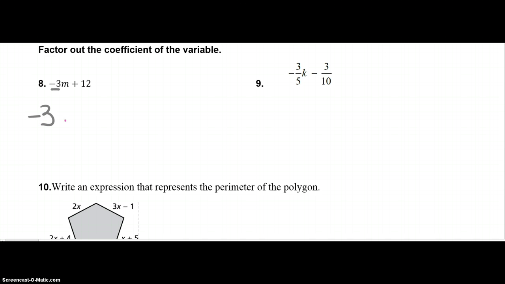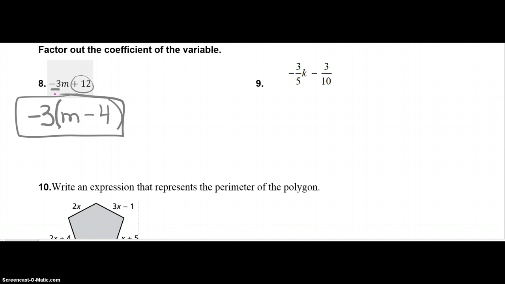Now when I think of factoring out, it's basically doing the opposite of the distributive property. When we distribute in the distributive property, we're multiplying. Here we're dividing. So we're taking a negative 3m and dividing it by negative 3. So we should just be left with a positive m. And then we take this positive 12 and we're dividing it by negative 3. So a positive 12 divided by a negative 3 will be a negative 4. So that should be our factored answer there.